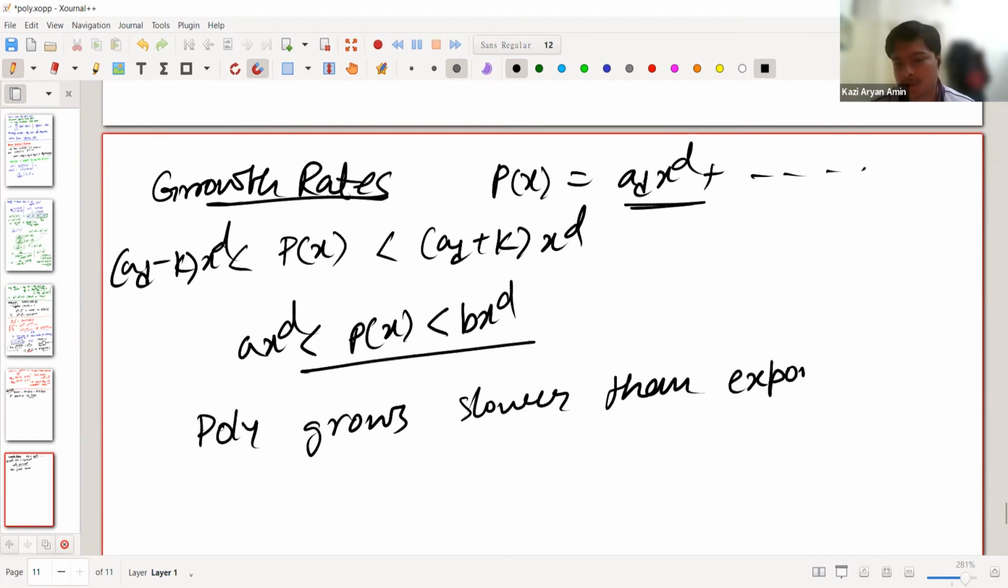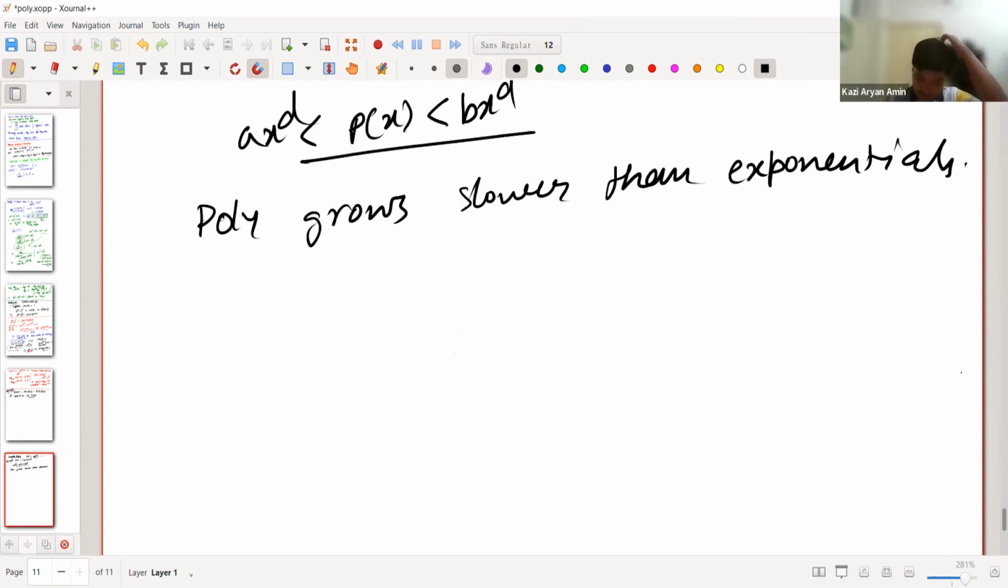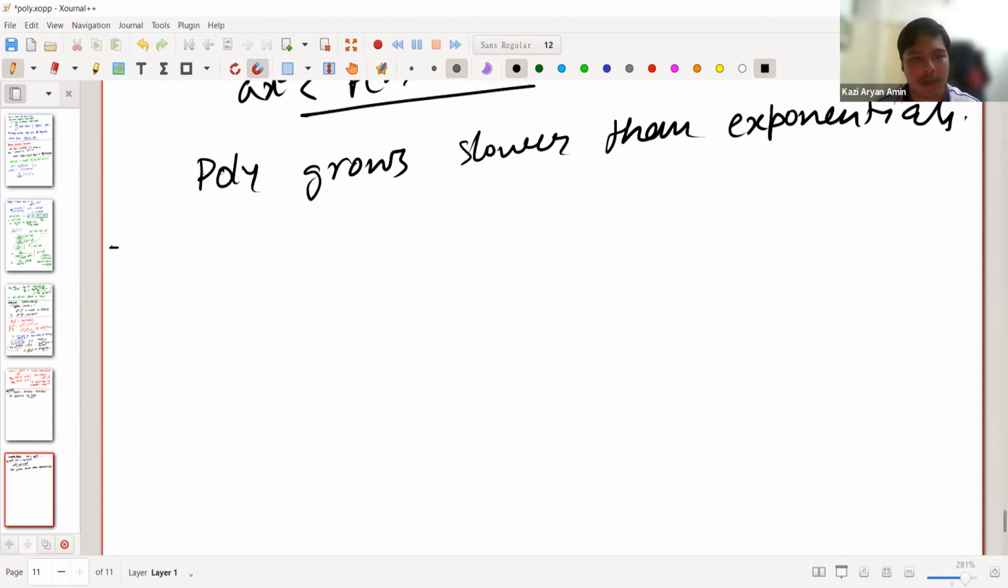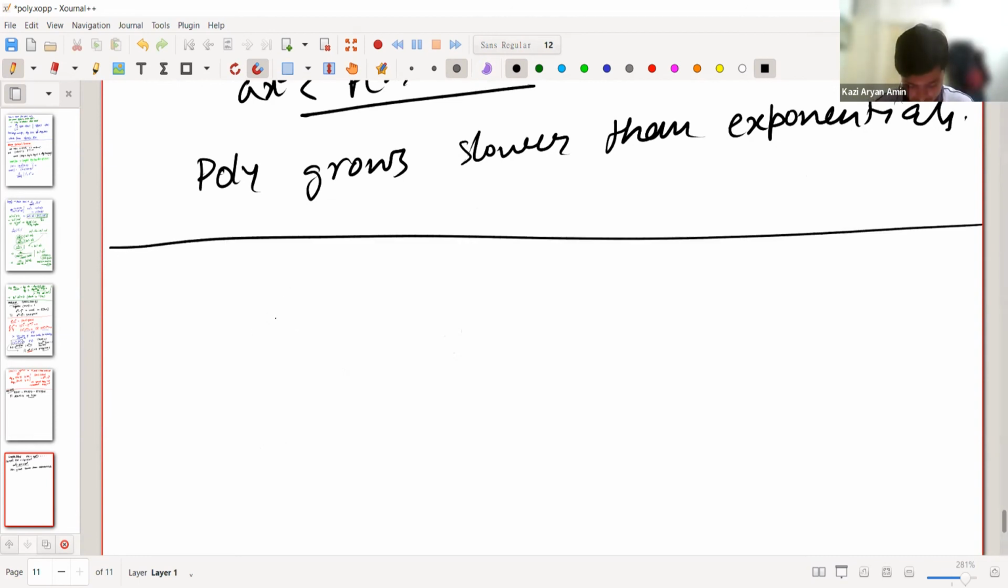Also, some other useful stuff to know is that any polynomial grows slower than exponential. Exponentials are eventually going to take over. Okay, so one problem which is kind of a funny problem I want to show.